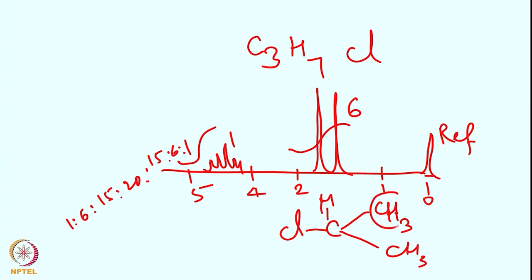These 2 are equivalent, therefore there should have been 1 peak if there was no coupling, but because of coupling we have a splitting into 2, and the 6 protons split this into 1 2 3 4 5 6 7. So, this is a septet. Next I will give one more example before we try to close up.